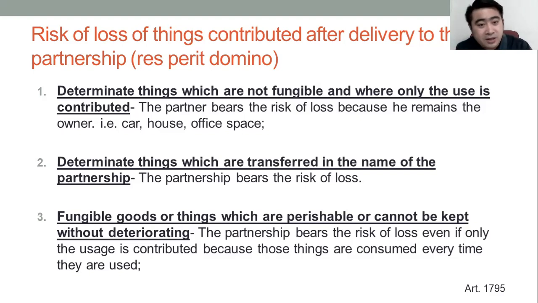So number one, determinate things which are not fungible and where only the use is contributed. In this case, class, the partner bears the risk of loss because he remains the owner, by virtue of the legal concept of res perit domino. The partner bears the risk of loss because he is still the owner, since what he contributed to the partnership is only the use of that determinate thing.